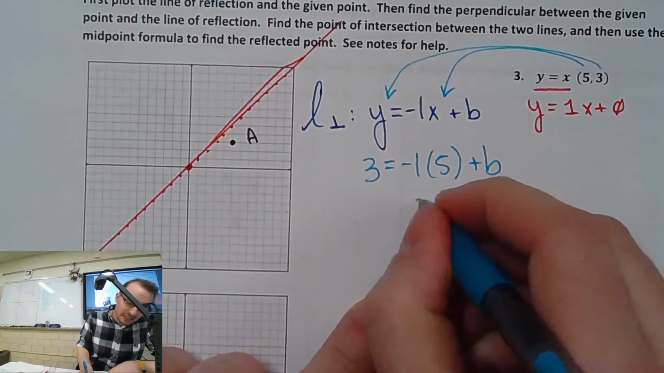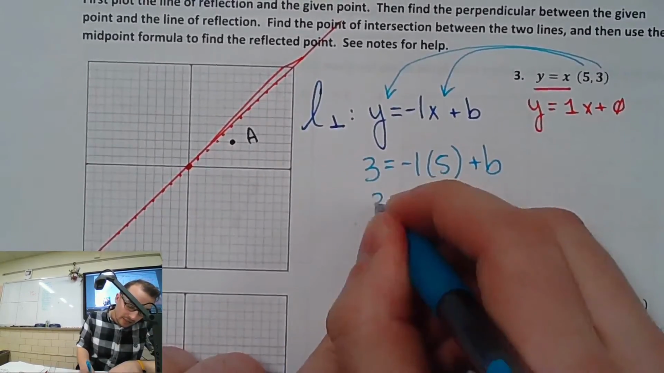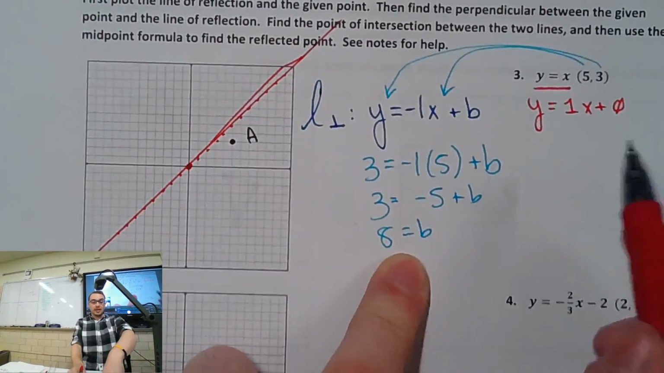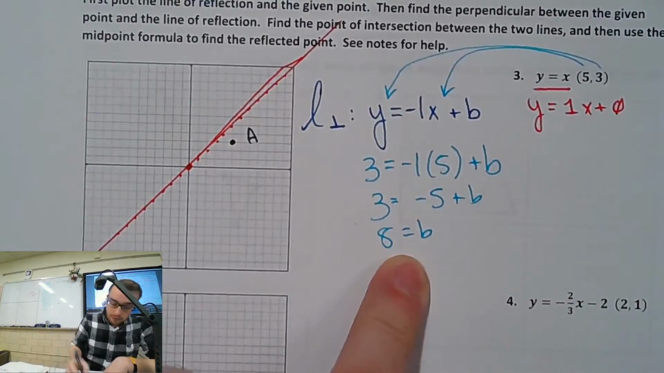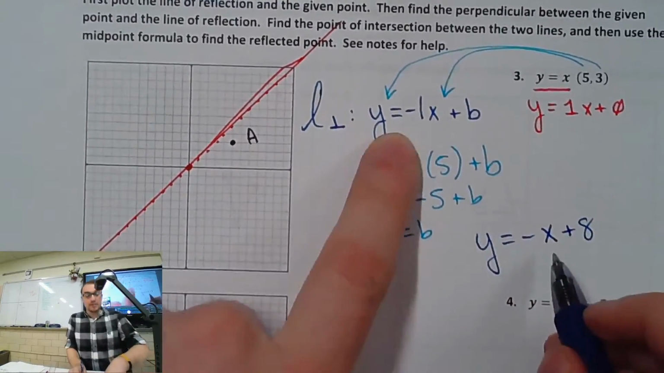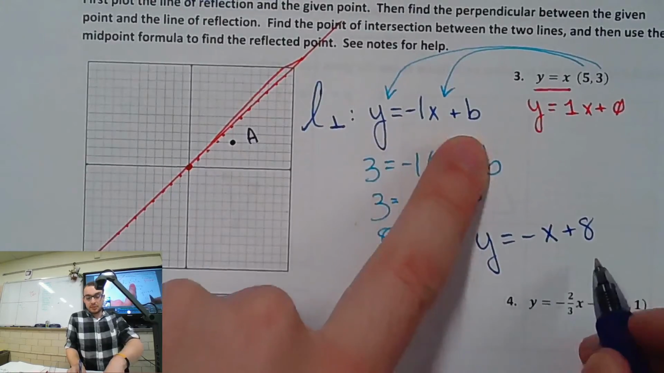Negative 1 times 5 is negative 5. And then we add 5 and we get 8. So b is 8. That's what b has to be so that it goes through this point. So our perpendicular line is going to be y equals negative x plus 8. Again, negative x is the same thing as negative 1x, right? I just plugged in 8 for b.